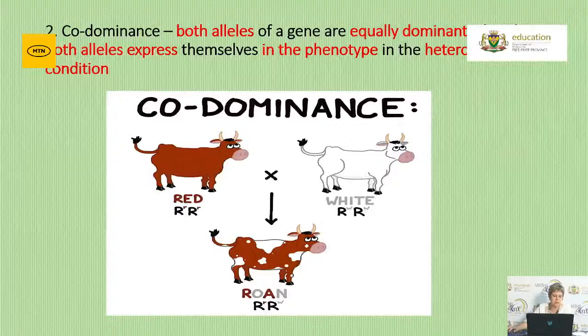They are not equally expressed in the phenotype. Both alleles are expressed in the phenotype in a heterozygous condition. That means if the genotype is heterozygous, it will be expressed. So both alleles of the gene are equally dominant. So at co-dominance, they are equally dominant and they are both expressed in a heterozygous condition.